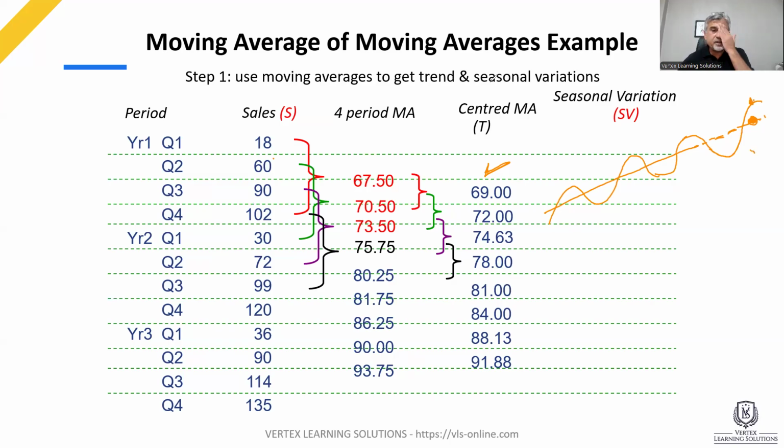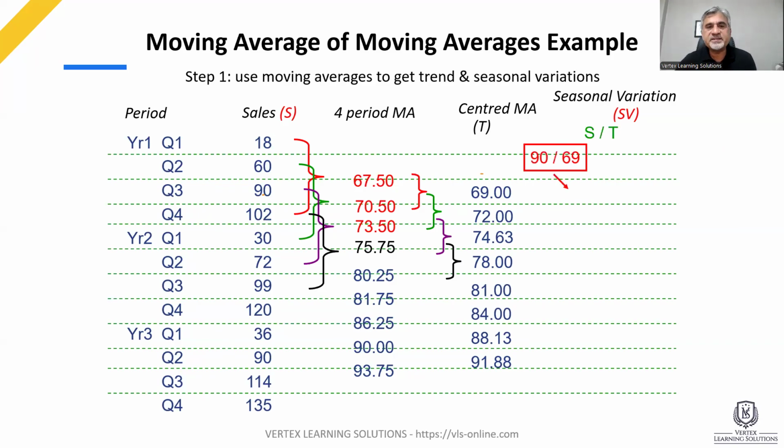So how do we calculate that? We ask what the relationship is between the trend and the actual value. What I am going to do is divide these two numbers. If actual is 90 and the trend is 69, then 90 divided by 69, what is the factor? The factor is 1.3. What does 1.3 tell me?